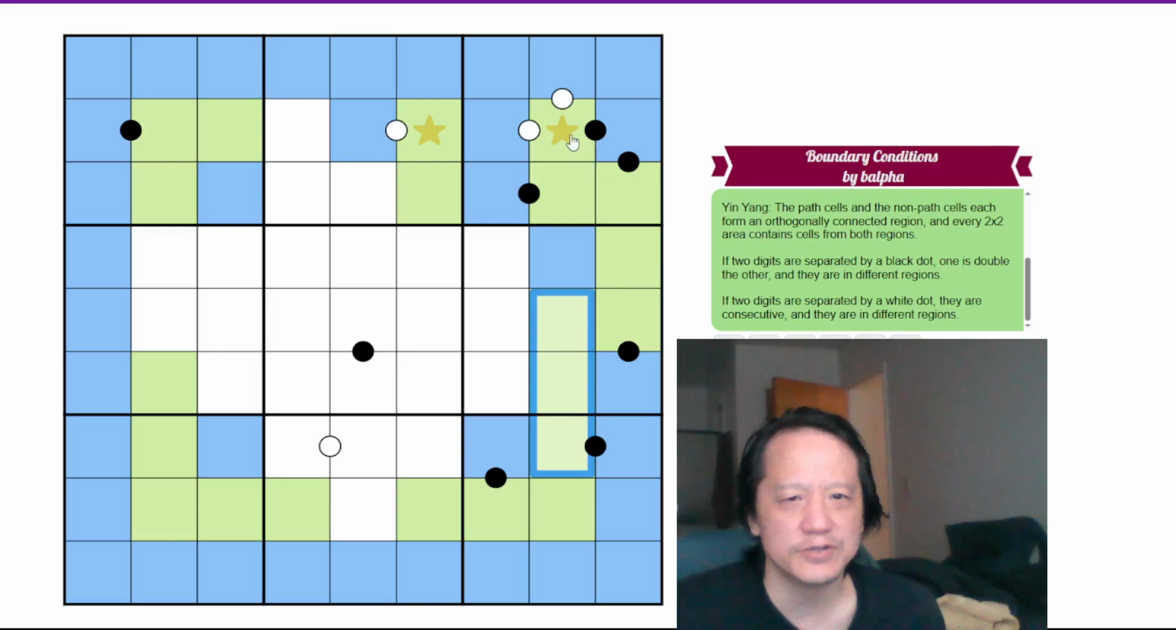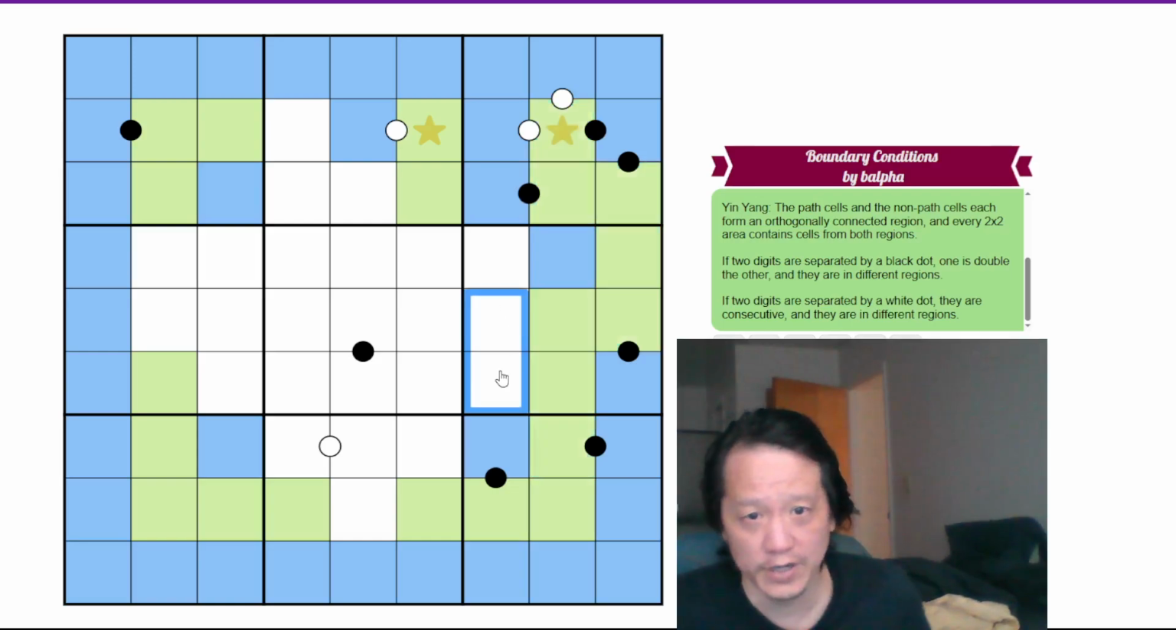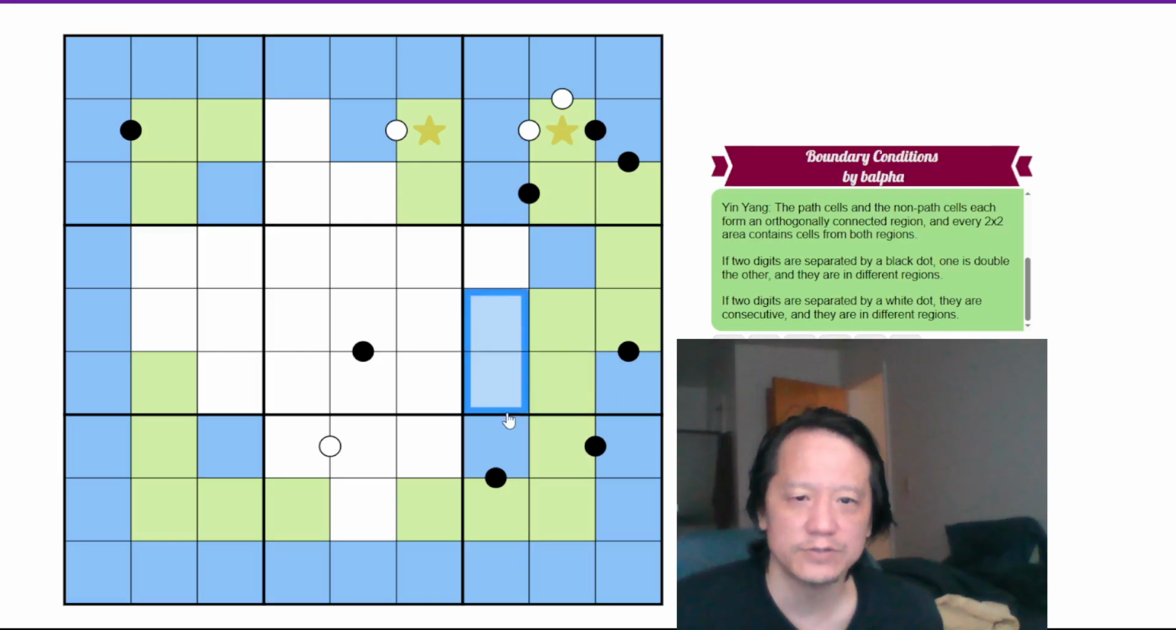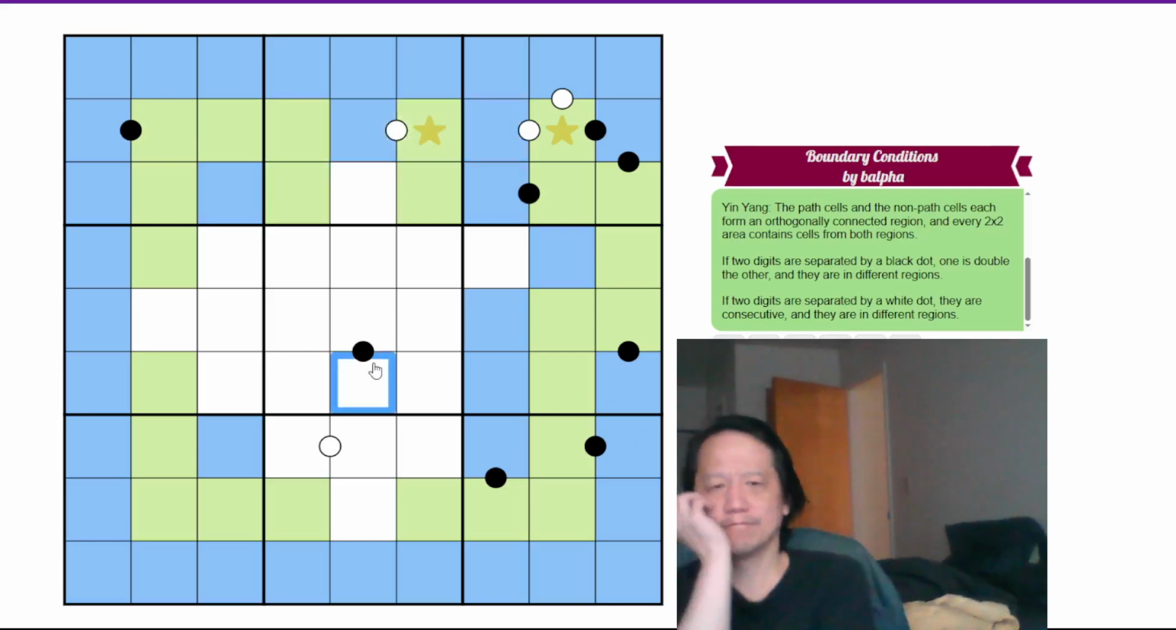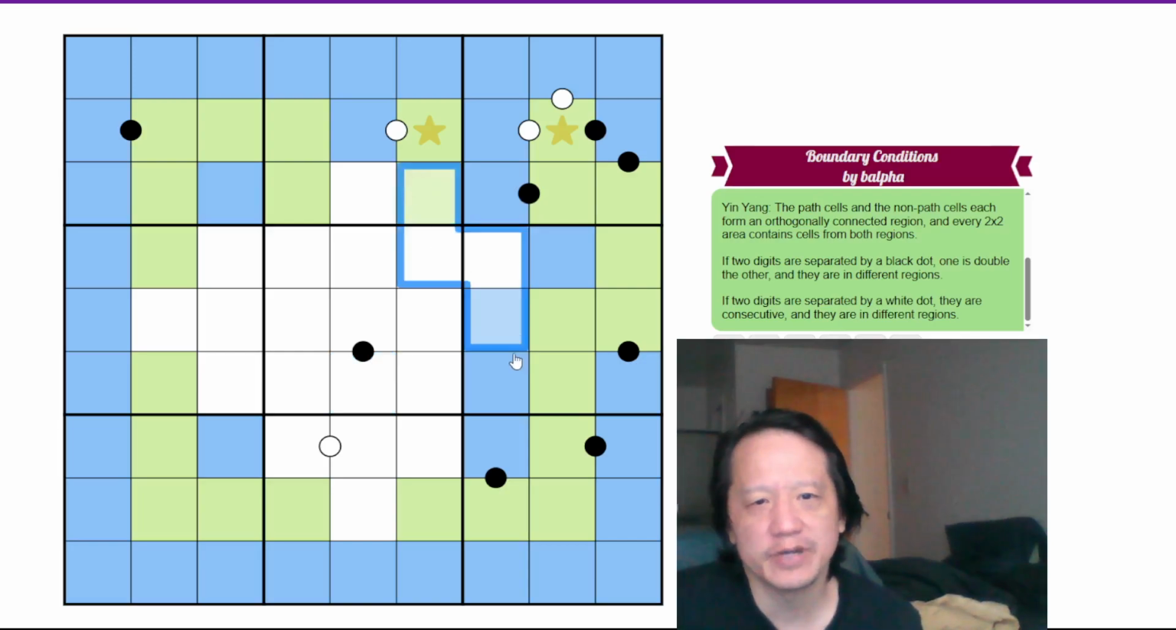That means this is the path here. The path cannot touch itself orthogonally, so therefore it cannot do something like that. This exits out that way, this exits out that way. This can't go to the right because, again, we know there's a boundary there between these two cells, so it must go that way. This can't enter a path and then exit back out, so this must be blue.